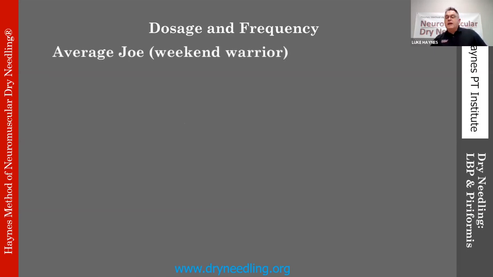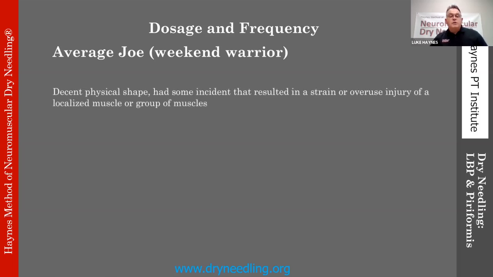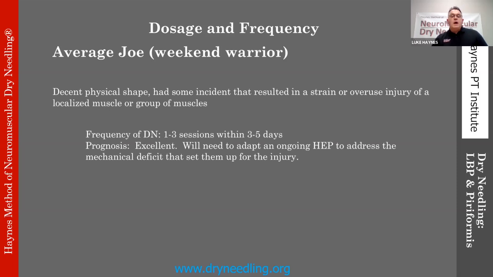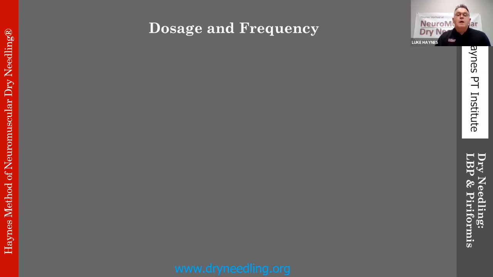The second classification is just your average Joe or your weekend warrior. This person is in decent physical shape. They had some incident that resulted in a strain or an overuse injury of a localized muscle or group of muscles. The frequency of dry needling here, 1 to 3 sessions within 3 to 5 days. Again, an excellent prognosis. They will also need to adopt an ongoing HEP to address the mechanical deficit that set them up for the injury in the first place.